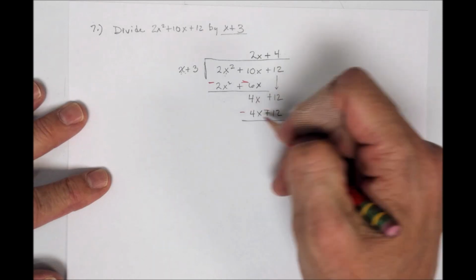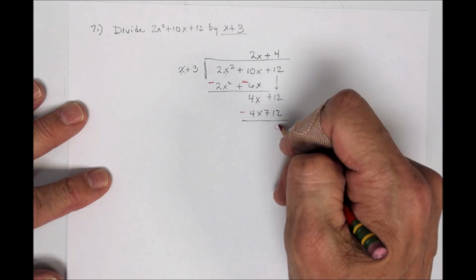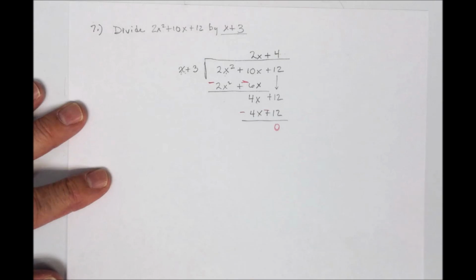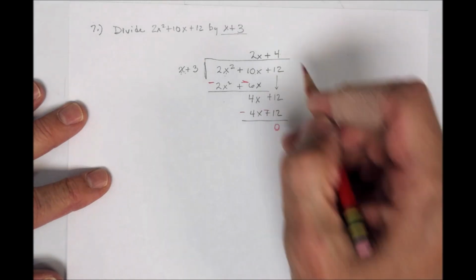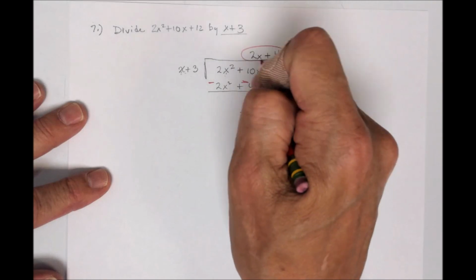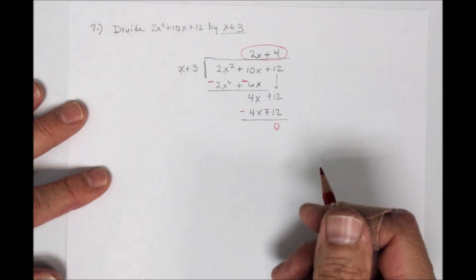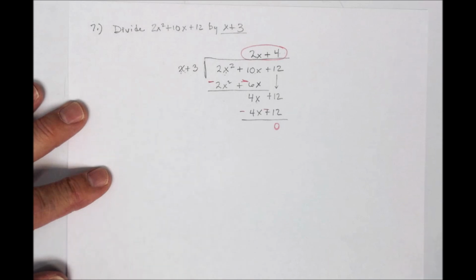This is 0, this is 0. Now you can put 0 down if you want to here to represent your remainder, but you're not going to put remainder 0. You're going to leave your answer here as 2x plus 4. That is your quotient. That's your answer. That's what you get when you do the long division.